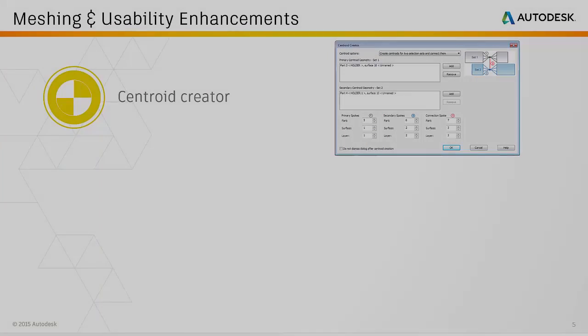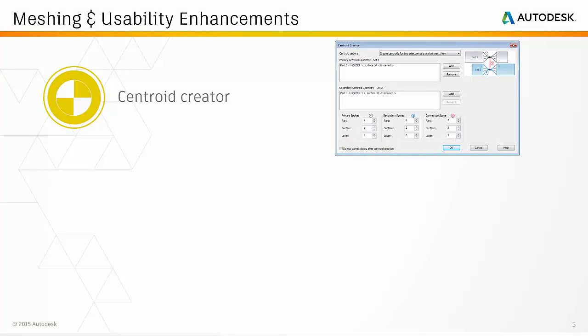The next usability enhancement we worked on is around Centroid Creator. For the 2017 release, we redesigned the Centroid Creator dialogs and added descriptive images of the expected outcome and added the ability to control part, surface, and layer numbers for each set of geometry created.